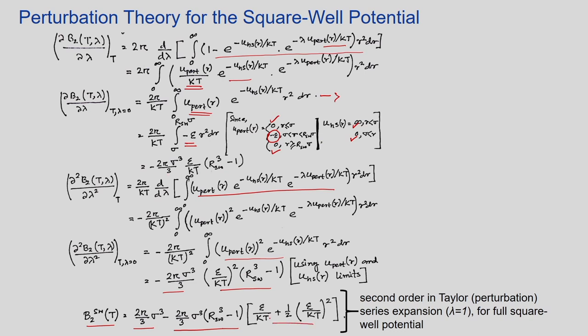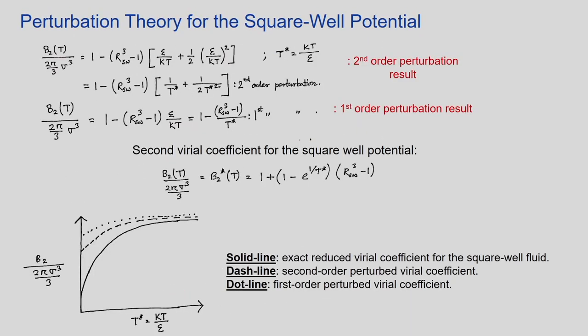So, remaining is this term. This is the second order in Taylor series expansion, which is equal to lambda equal to 1 for a full square potential. Okay. So, this is the expression we finally have obtained. Now, let us nondimensionalize this expression and write it in terms without any units. If you do that, you just divide the RHS by 2 pi by 3 sigma cube. So you get this expression.